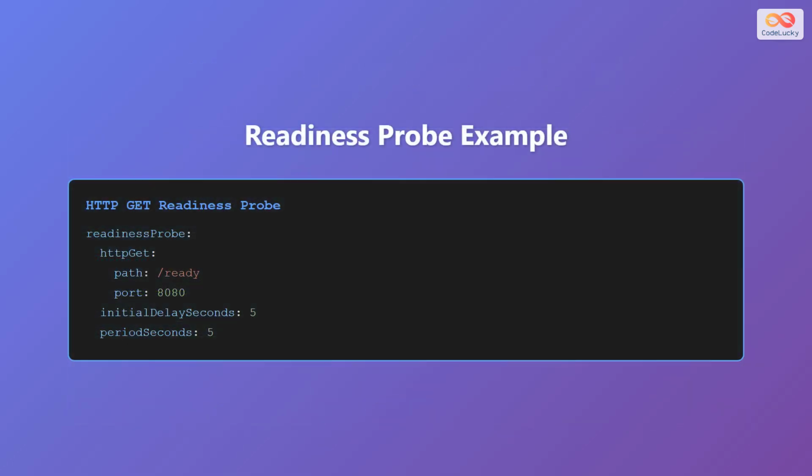Here's how you configure a readiness probe. This example also uses an HTTP GET request, but notice it checks the /ready endpoint on port 8080. The initial delay is set to just 5 seconds because readiness checks typically need to run earlier than Liveness checks. The period is also 5 seconds, meaning Kubernetes checks readiness more frequently. This configuration ensures that your pod only receives traffic once it's truly ready to handle requests, preventing errors during startup or temporary overload situations.